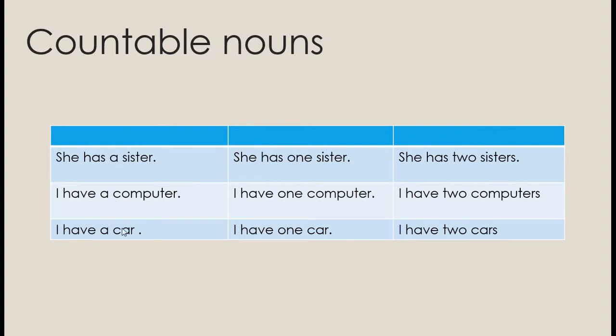I have a car. I have one car. And I have two cars. Of course, I can say I have a car, or I have two cars, or I have three cars, I have one car. But plural form with more than one. Remember that.